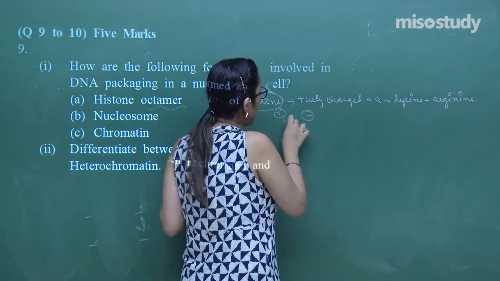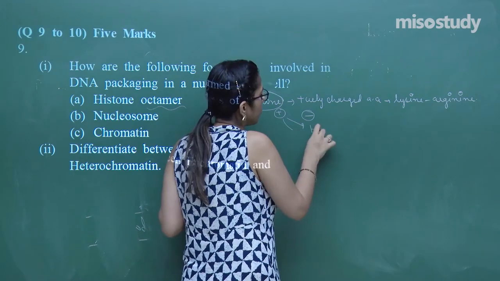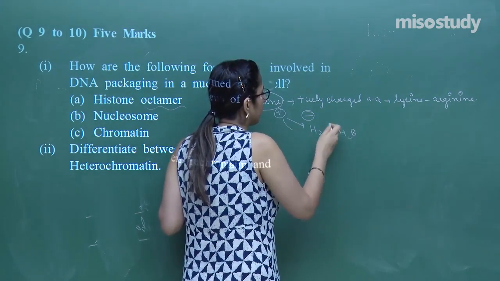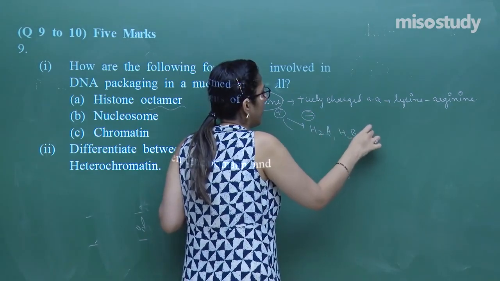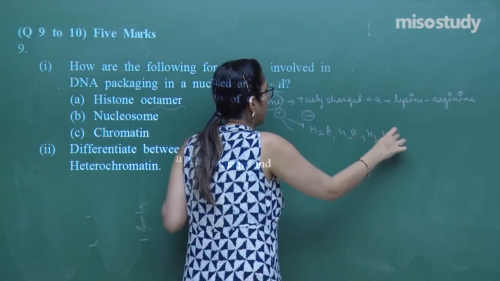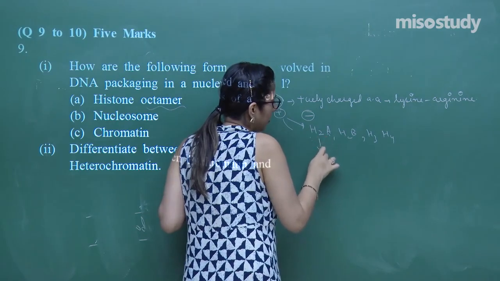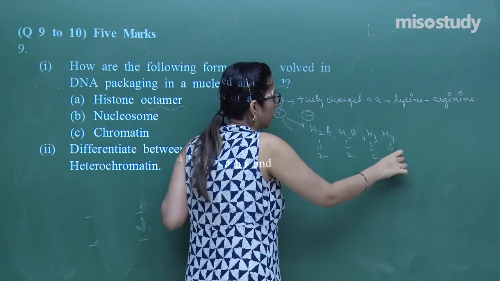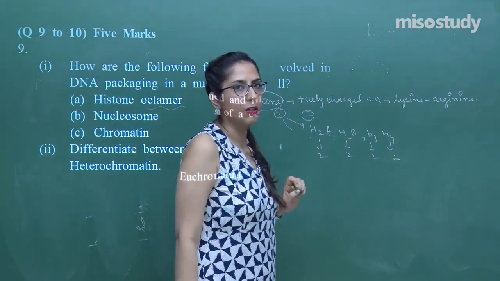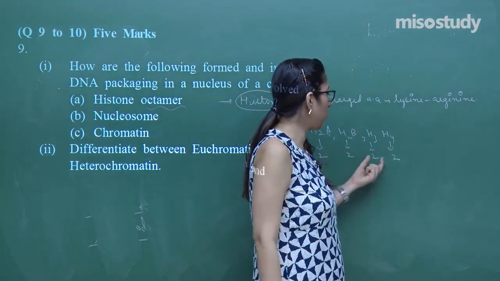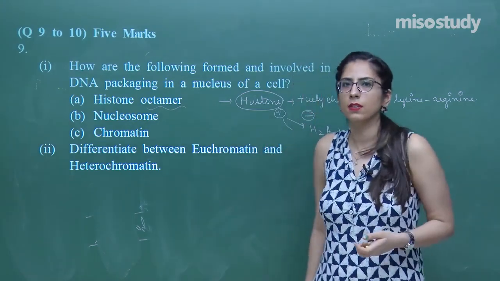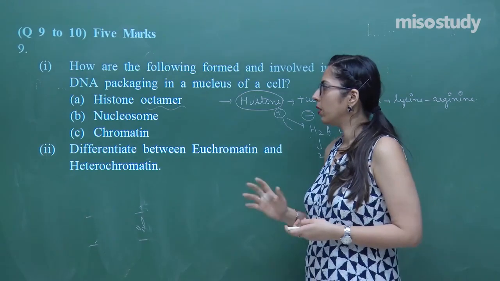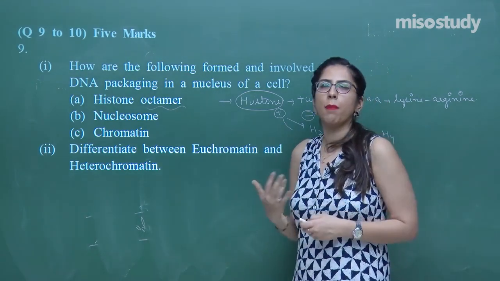The histone octamer is there because, when we talk about the histones, H2A, H2B, H3 and H4 are there. Each of these is present in double amount. This is called a histone octamer. Total 2, 4, 6 and 8, eight such molecules are formed. So, they combine together and form a histone octamer. What they do is they help in the wrapping of DNA.